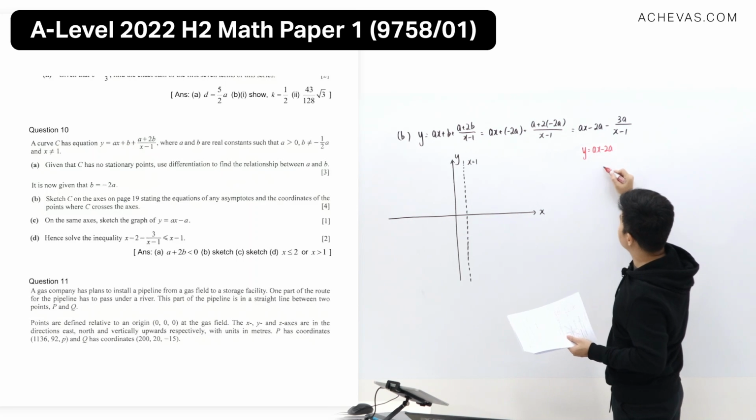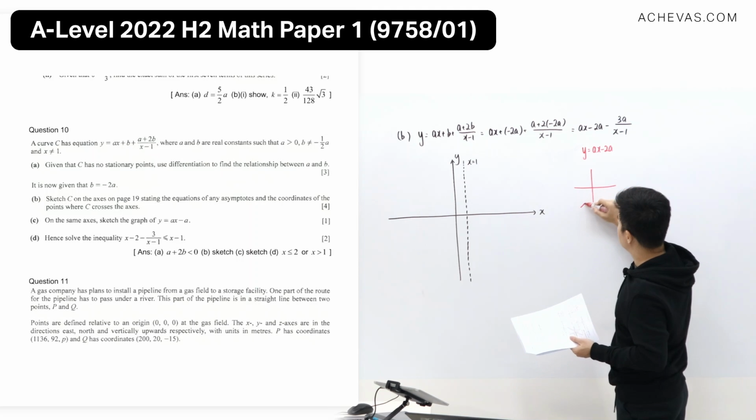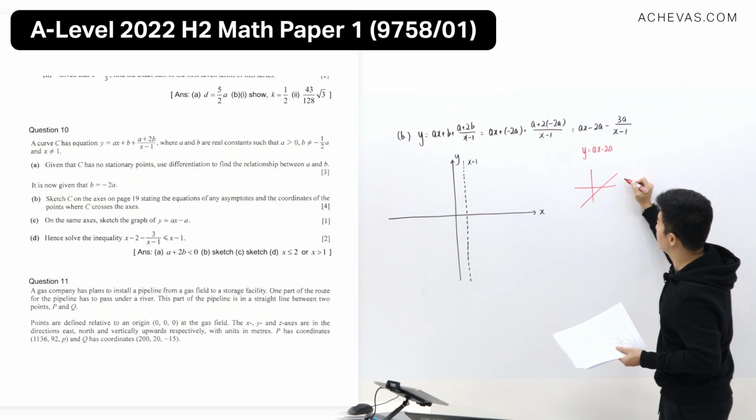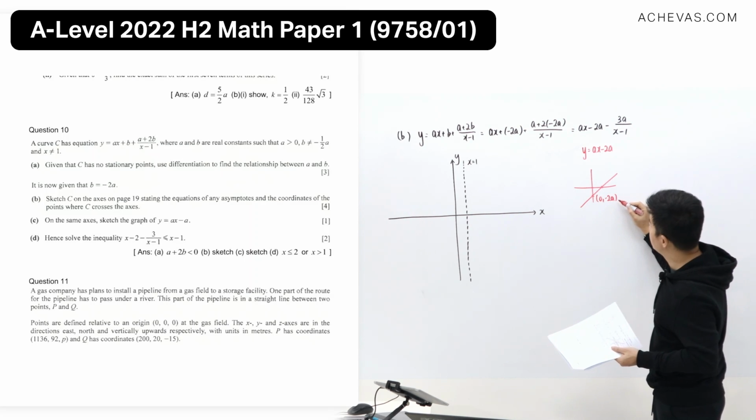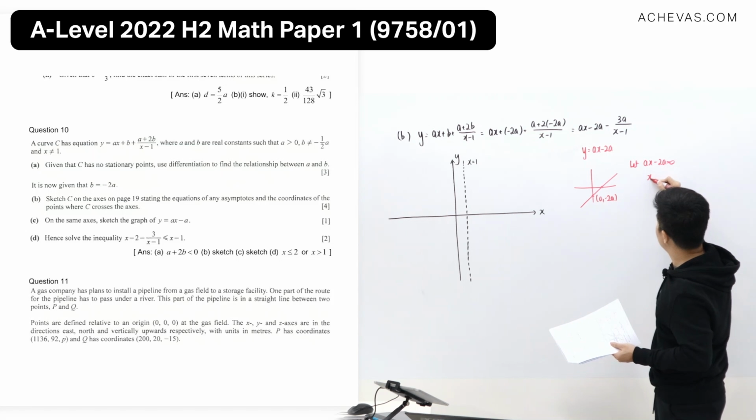Which means that for this oblique asymptote, which is going to be a linear line with a positive gradient, this point here is going to be at 0, minus 2a. As for this point here, it is by letting y be equal to 0. So I'll let ax minus 2a be equal to 0. We will be getting x to be equal to 2.